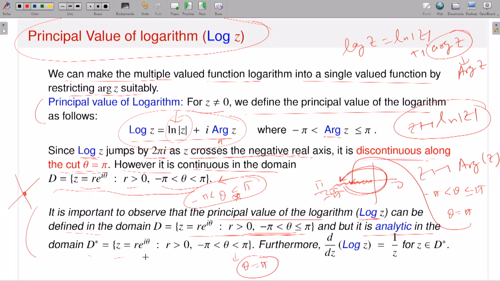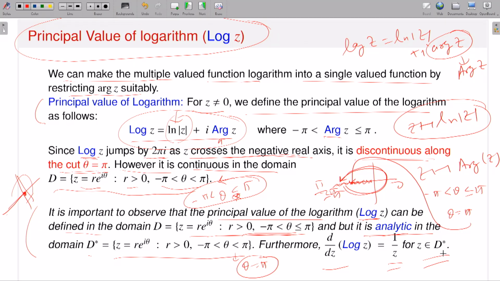That means D star is z equal to r e to the i theta, r is positive and theta is strictly greater than minus pi and strictly less than pi. That means you have the whole complex plane, but you do not have the negative real axis including the origin. And if I remove that slit from the complex plane, in that domain my function capital Log is actually an analytic function, and if I take the derivative, it turns out to be exactly 1 by z for z in D star, like in the classical real logarithm you know.